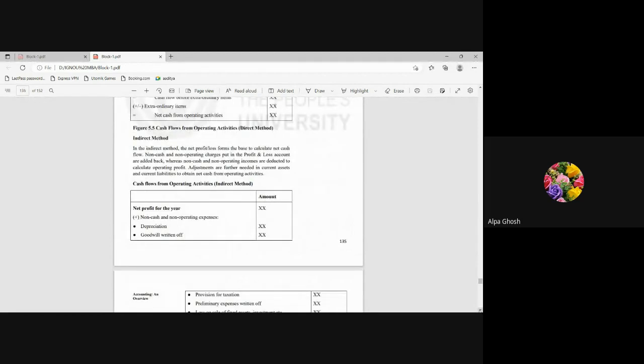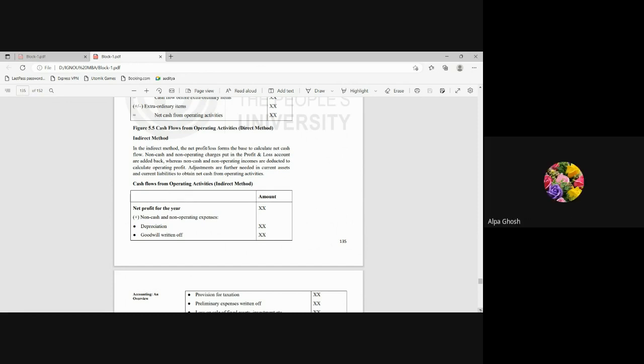We will go directly to the indirect method. So this is indirect method. Now we know how to make cash flow statement. It is the total of cash flow from operating activities, cash flow from financing activities, and cash flow from investing activities. All these three activities are added. But individually, we need to find out how.